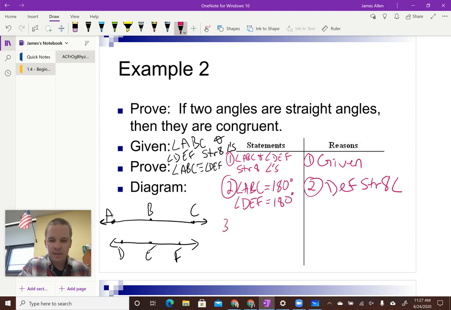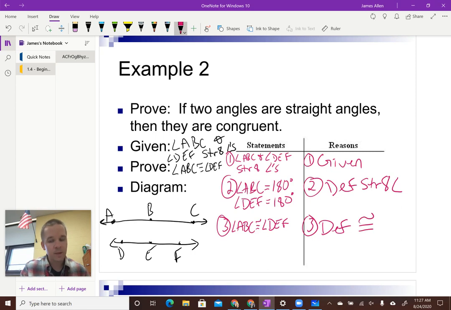And then lastly, well, they're the same measure, aren't they? That's what we've got, 180 degrees and 180 degrees. So by definition of congruent, they are congruent. So I can say that angle ABC is congruent to angle DEF, and that'd be definition of congruent.